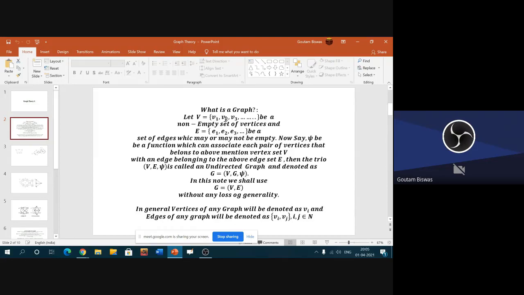Each of V1, V2, V3 is called a vertex, or node. And E will be another set, E1, E2, E3, the set of edges. This may be empty or may not be empty. Now, what edges mean, I want to show you like this.